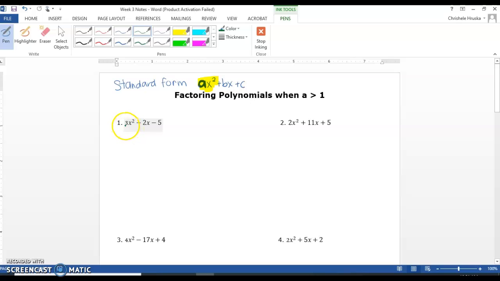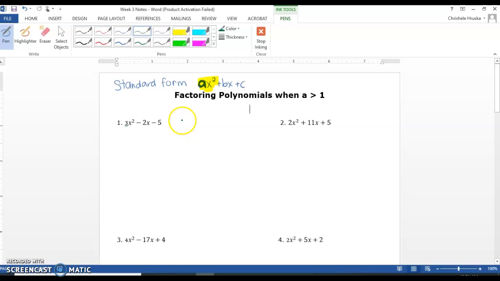So in number 1, that's a 3. The ones that we did last week just said x squared. They technically had a 1 as the coefficient. But this week, the ones that we're working on have a coefficient other than 1, a coefficient that's greater than 1. Okay, so we're going to proceed exactly the same way that we were doing these before.